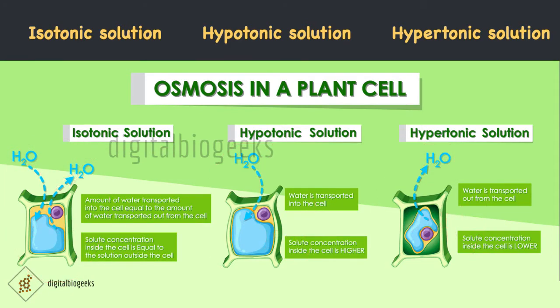Let's do some more experiments. Egg is a single cell. Egg has an outer hard cover and an inner semi-permeable membrane. To see osmosis, we have to remove the outer hard cover of the egg. For that, let's place the egg in vinegar. Take 2 eggs and place them in vinegar.